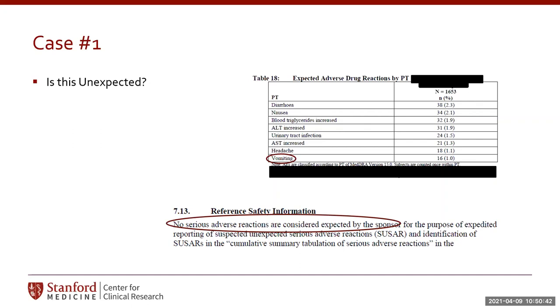Can everybody answer yes or no? Is this unexpected? And to clarify, what you're looking at is cuttings from the investigator brochure. Or excerpts. Right, so vomiting was present in here, but we also have from the protocol that no serious adverse reactions were actually expected by the sponsor for this in the cumulative summary tabulation of SAEs, which when referring to these, the investigator brochure is often your friend, right? When we get these periodic updates to the investigator brochure, it's very important to go through here. So vomiting is not unexpected, but the severity was clearly unexpected in this particular case. Okay.